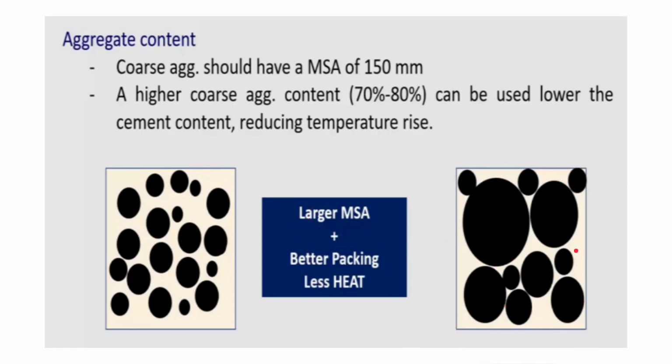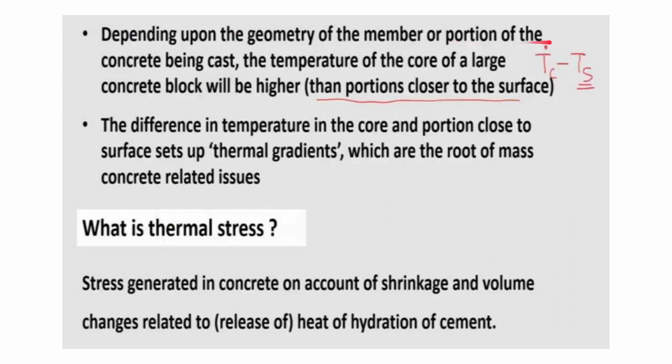Depending upon the geometry of the member or portion of the concrete being cast, the temperature of the core of a large concrete block will be higher than portions closer to the surface. That is very simple, trivial. The greater the surface, the greater the liberation of heat, so the lower the temperature. The difference in temperature between the core and the portion close to the surface sets up thermal gradients, which are the root of mass concrete related issues. So the main mass concrete issue, which separates it from structural concrete, is the thermal gradient, because it involves a large amount of cement, because it is mass.